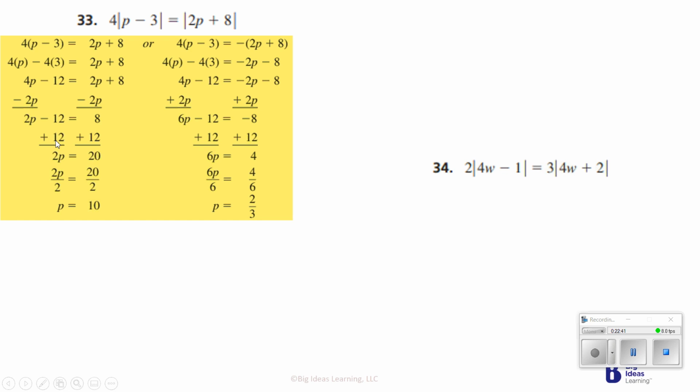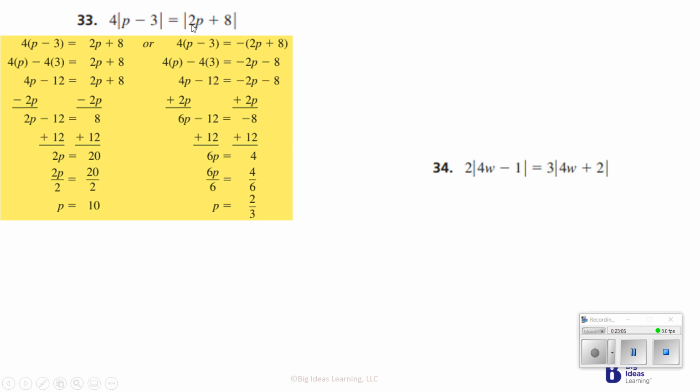We just combine like terms, our numbers. The opposite of negative 12 would be positive 12, so we'll add 12 over here, which leaves 8 plus 12 is 20, and the 2p comes down. We divide the 2 away from p to isolate our variable, and whatever I divide on one side, I divide on the other, and 20 divided by 2 is 10. On this side, remember, we're doing the same thing to the front, right? 4p minus 12, that doesn't change.